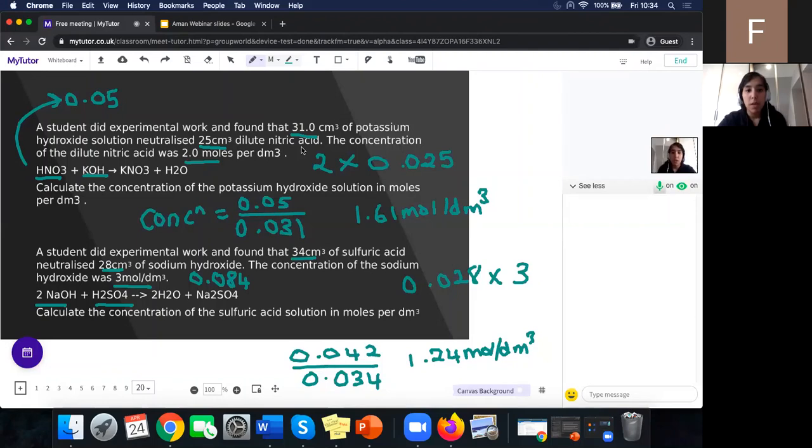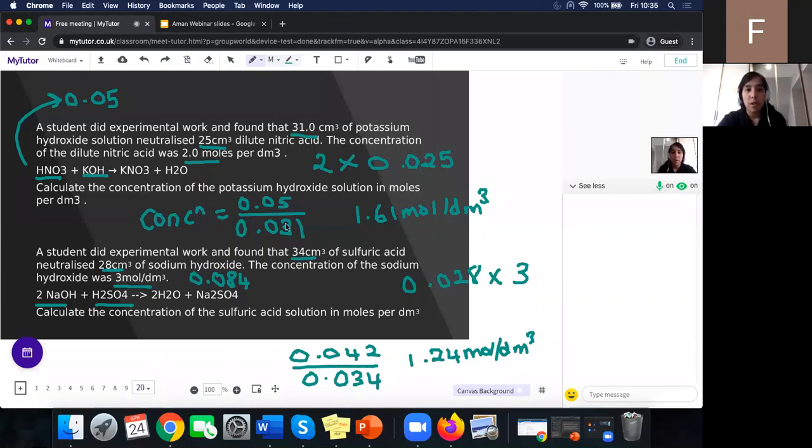Someone's asking, on page 18, is the equation for question 4 0.25 times 1.5? Yes, it is. Someone's asking, higher or foundation? These are higher questions. But you still need to know, so this equation, molarity, is higher tier. The foundation tier is using mass divided by volume for concentration.